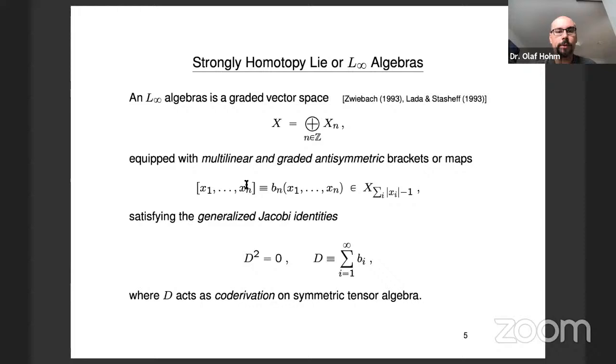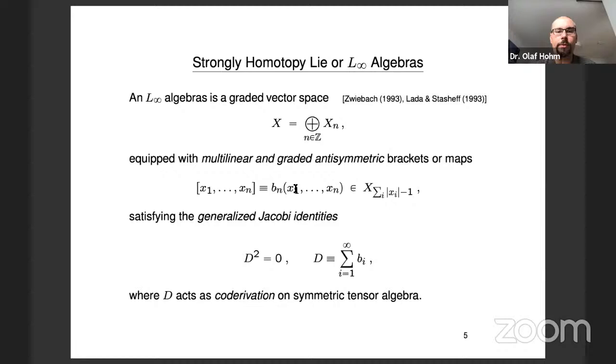And I will use both these notations, the square brackets and this notation with a map B_n, where the n indicates the number of arguments. So that's just a multilinear map that takes in n vectors from the vector space, and it spits out another vector of this vector space, so it's an element of the capital X. And the grading here is important, because the result of this map has a degree as well. So the vectors that you put in, let's say, are homogeneous vectors, so they have a fixed degree. They belong to some of these spaces here. And then the output of this map is a vector whose total degree is the sum of the degrees of the input vectors minus one.